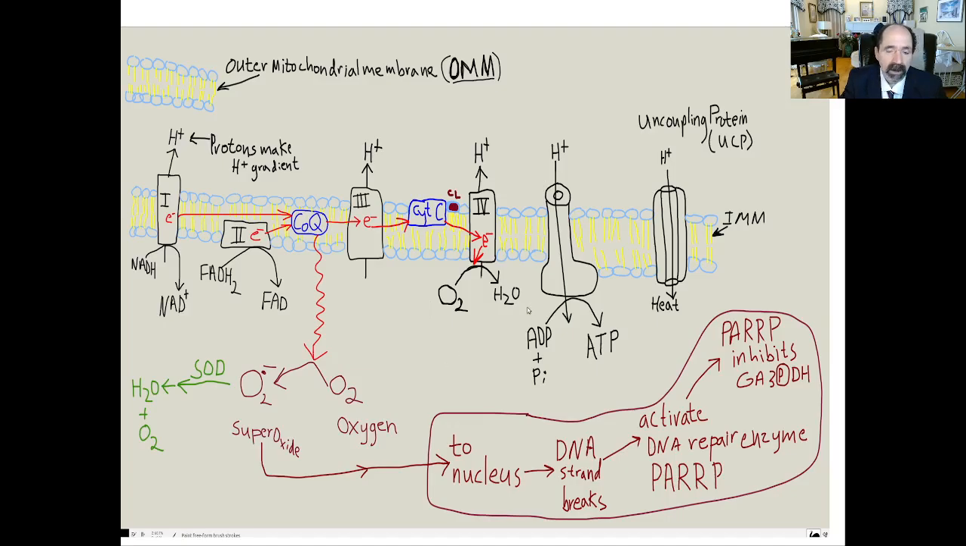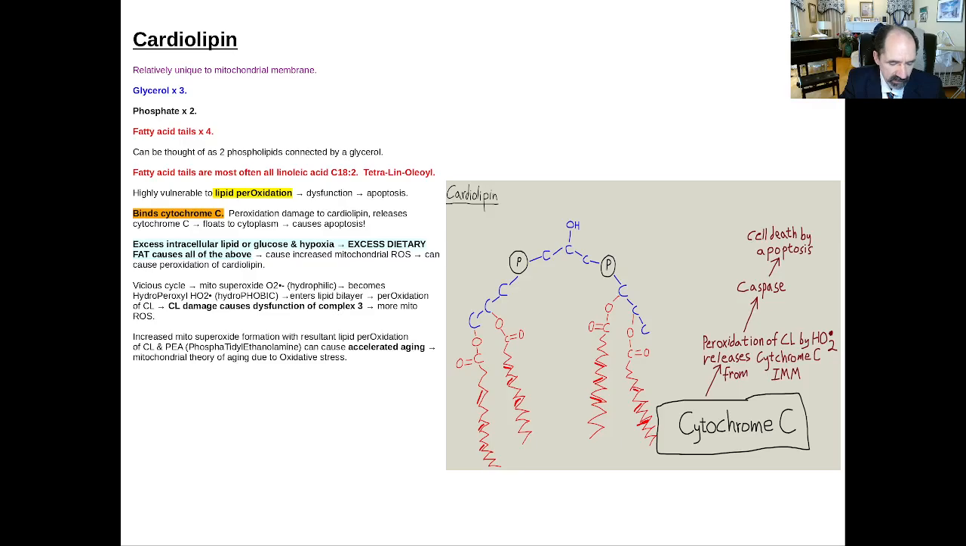Okay, now we're going to talk a little bit more about cardiolipin. So cardiolipin, again, is this unique phospholipid with 4 fatty acid tails attached to cytochrome C in the inner mitochondrial membrane as part of the electron transport chain. So cardiolipin is a very important phospholipid. Okay, so here's how it's spelled: cardiolipin. And again, it's relatively unique to the mitochondrial membrane.